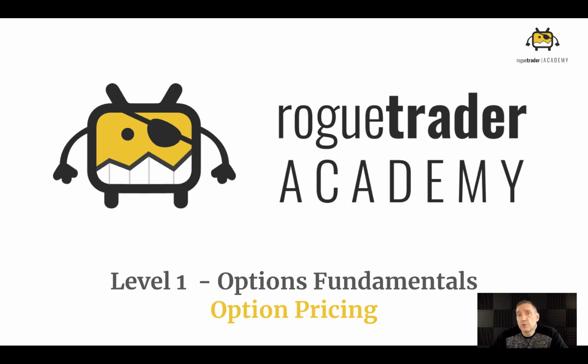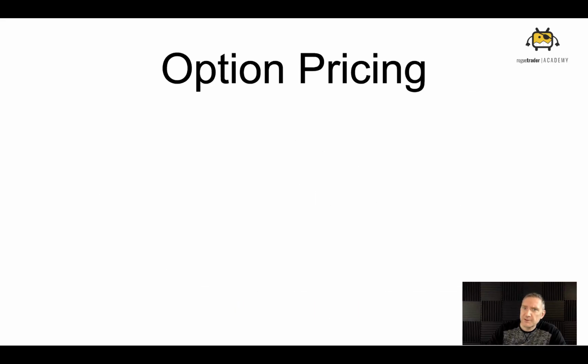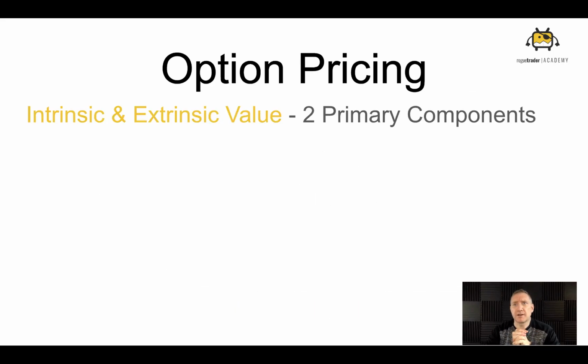We're moving on now to options pricing. This is not going to be a super long video. I'll try not to waffle on too much, but there's some really key information here to know when it comes to options pricing. So let's move on. I've touched on this, or at least I touched on intrinsic value in a past video. Options are comprised of two components, two pricing components: intrinsic and extrinsic value. Those are the two primary components to an option's price.